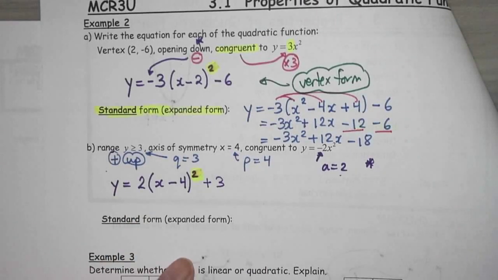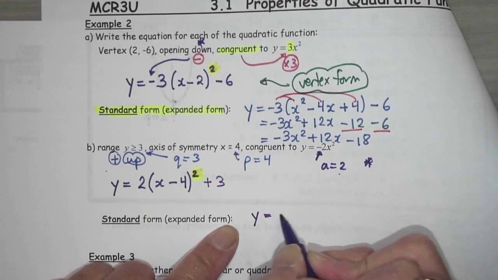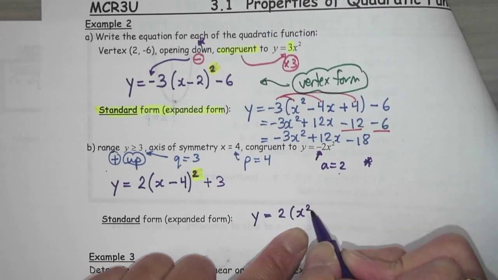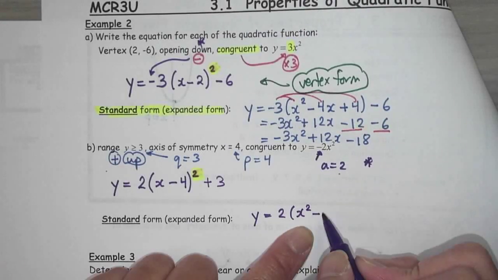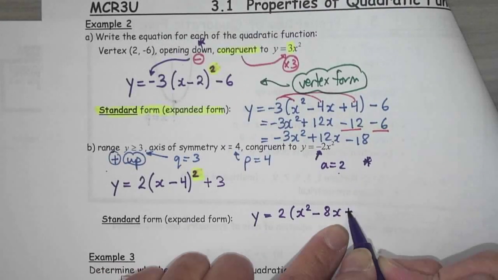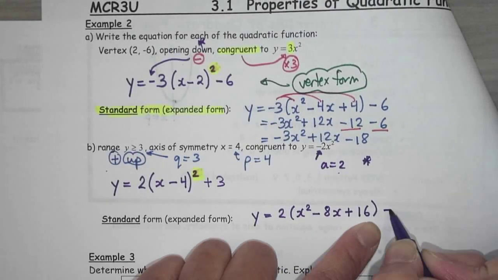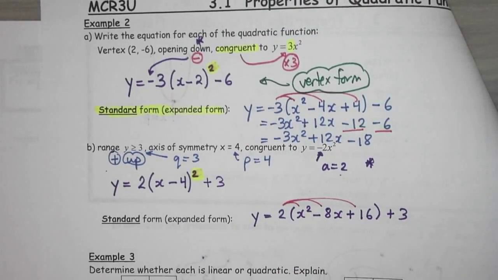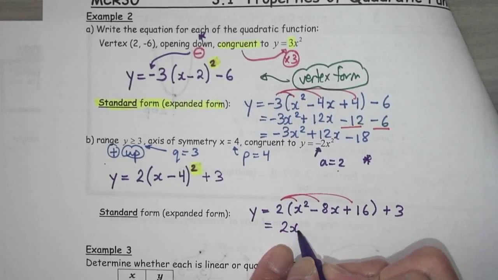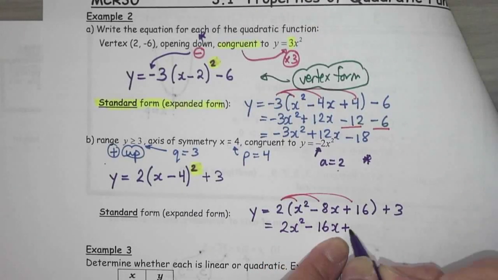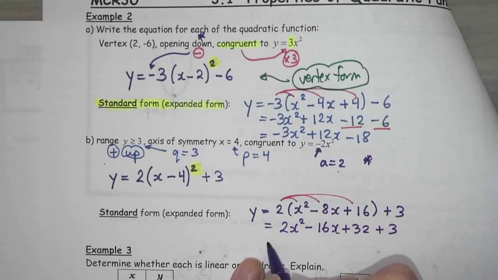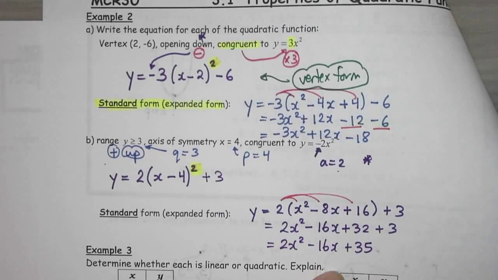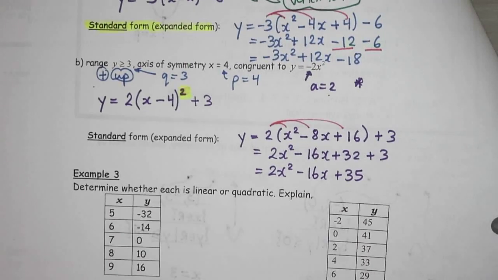Okay, and let's do expanded form. One more time, we are not going to ever make that mistake here: x minus 4 all squared. So it's x squared minus 8x plus 16, plus 3. Then we're going to get 2x squared minus 16x plus 32 plus 3, and 2x squared minus 16x plus 35, all done. So that's our nice expanded form. Any questions with that?